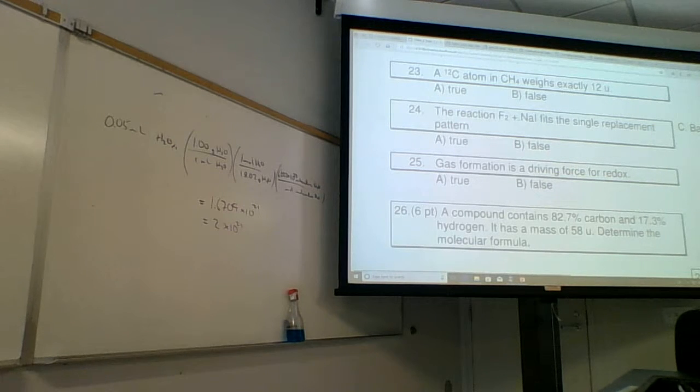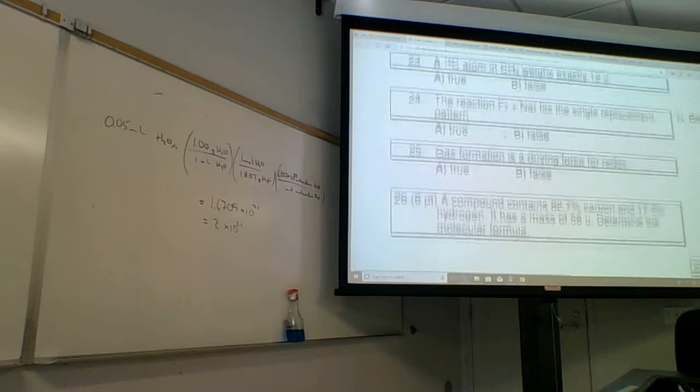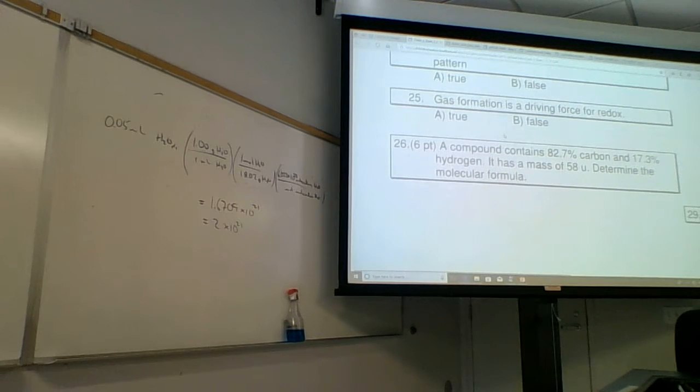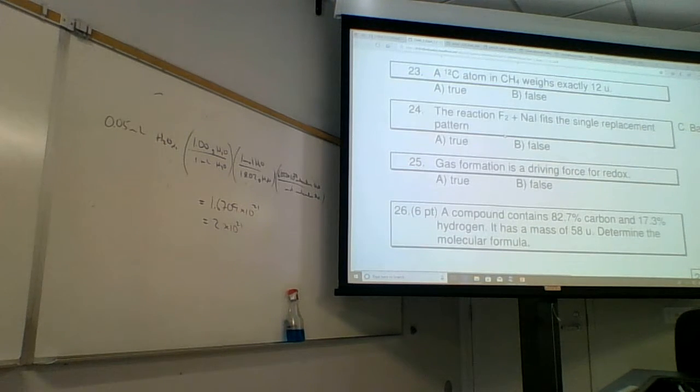The reaction F2 plus NaI fits a single replacement. Okay, single replacement, let's skip that. Would it be true? It's false. This is one of the exceptions. I haven't talked about the exceptions yet. I'm going to talk about those tomorrow.